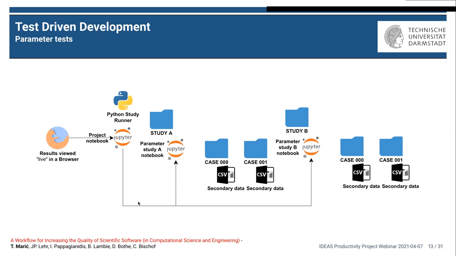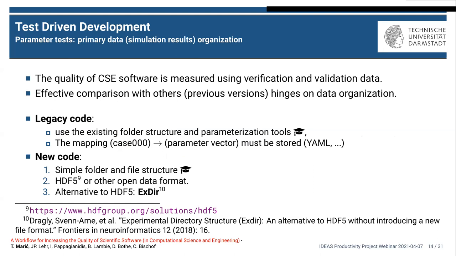Okay, so the problem with parameter tests is that both the primary data, the simulation results, and the secondary data, the data that is behind the diagrams and tables, need to be organized really properly. Because we are measuring the quality of our software against verification and validation data, which is usually coming from other publications or from exact solutions or experiments, but we also want to have effective comparison with previous versions of our own code. So we need to know if something was improved with respect to the last version or not.